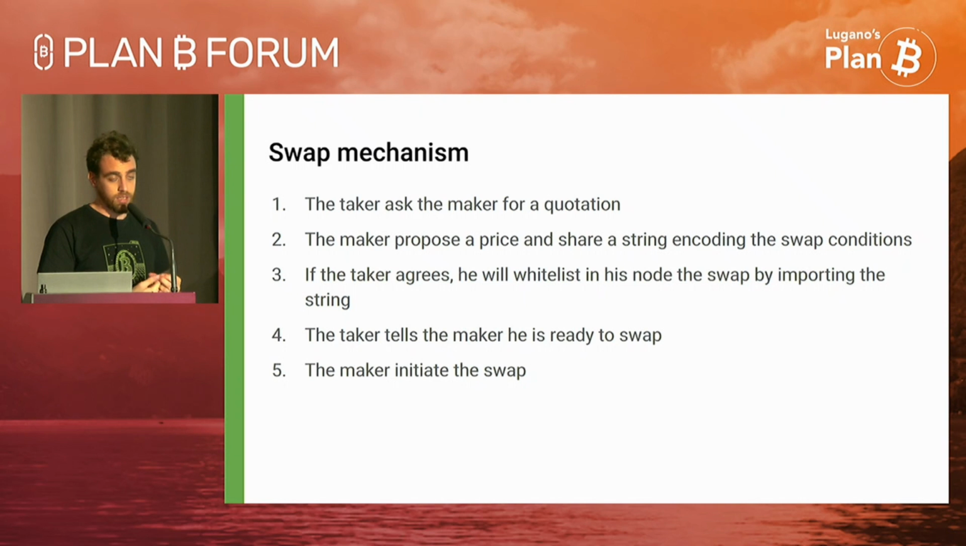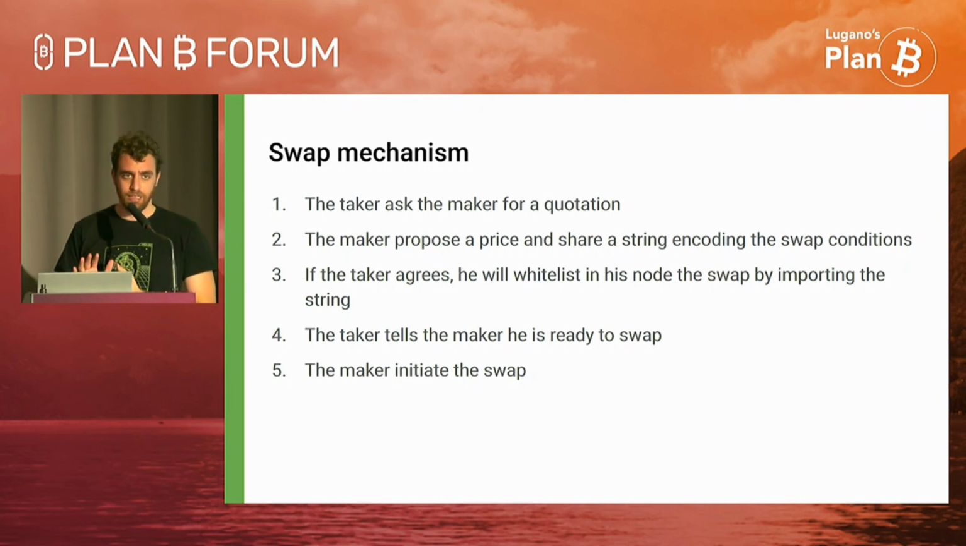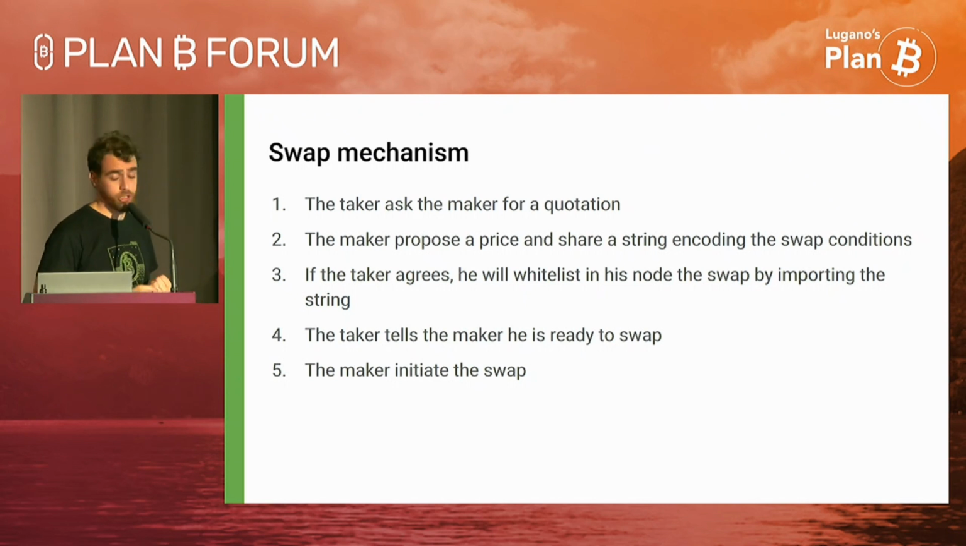So the taker knows, whitelist the trade, that says if somebody asks me to do this, I will accept it because my user is okay with it. At this point, the taker sends feedback to the maker, saying, okay, I'm okay with your quotation. I whitelisted the trade. We can proceed. And at this point, the maker initiates the swap. So he creates a Lightning payment, but with this swap logic in the middle.